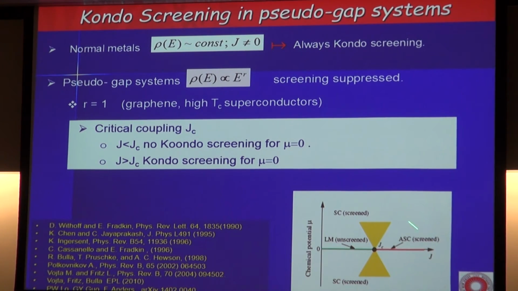And this is a plot here. So there's a chemical potential, and Kondo screening depends on the chemical potential. If you sit at charge neutrality, there's a critical coupling constant above which you have asymmetric Kondo screening, and below which you don't. So it depends also on the chemical potential whether you have it or not, and it depends on how strong the coupling is.